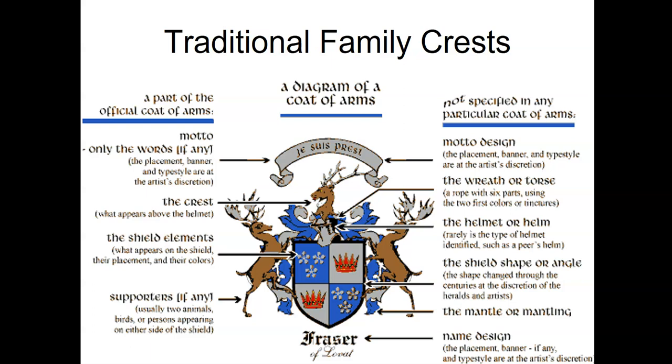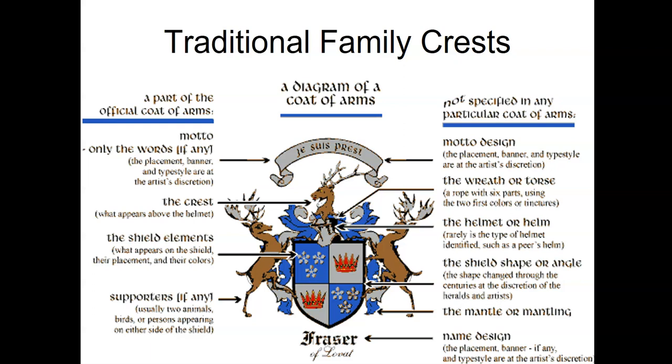So a traditional family crest is going to look a little bit something like this. Again, this is the Frasers of Lovett. This is a shield shape down here. They have different signifiers inside of them. They have these deer, stags on the side as mascots. They have a scroll up here with their motto. It says "Je suis prêt," meaning I am ready. They also have this detailing here and this helm. This is what a traditional one would look like.